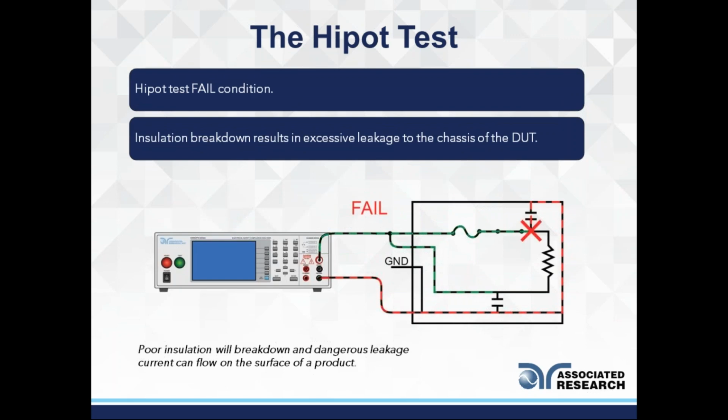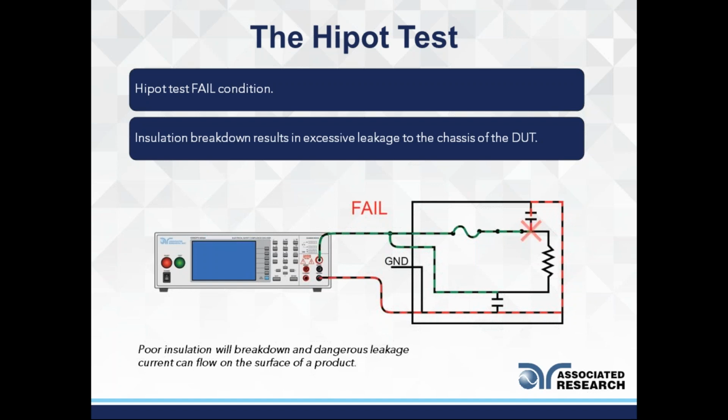The next picture we're looking at right now is showing a Hipot fail condition. So what may have happened here? Well, a couple of things may have happened. The same high potential was applied between the current carrying conductors and the non-current carrying conductors. The same insulation was stressed. However, in this case, the result is a fail, meaning our Hipot test failed.